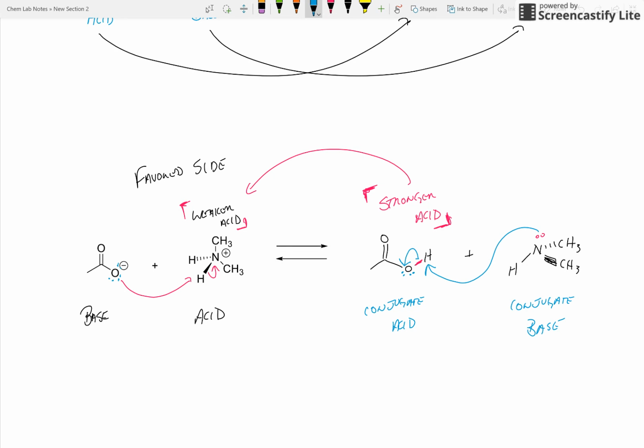So think about strong versus weak. You can use pKa tables. You can look at stability of charges. Any of those ways are very good at predicting equilibrium.